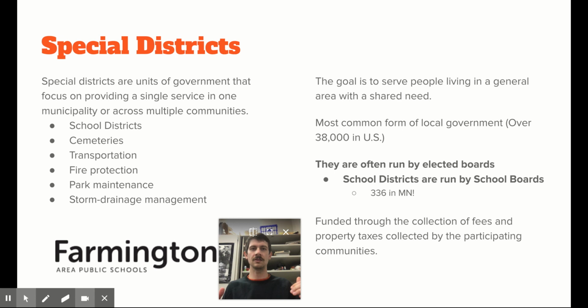There's a ton of these different special districts out there. The most common are school districts. There's 336 school districts in the state of Minnesota. The people who are making the regulations, they're not really called ordinances, but how a school district is going to run, they are the school board. School districts are run by school boards. The school boards provide the rules and organization for how schools are going to run. We pay for all of this through fees and property taxes collected in the communities.